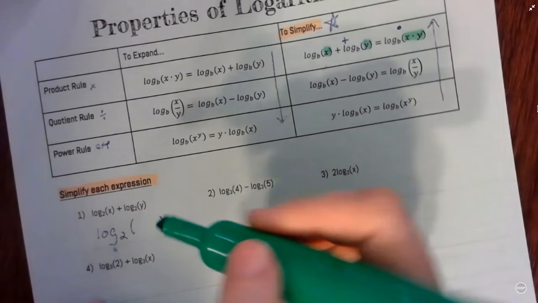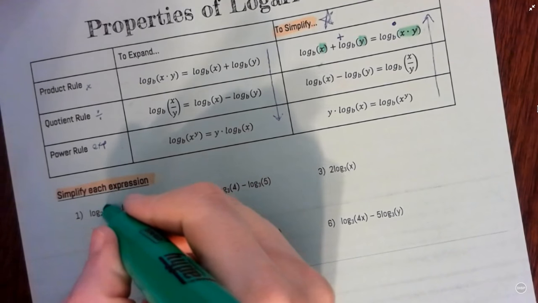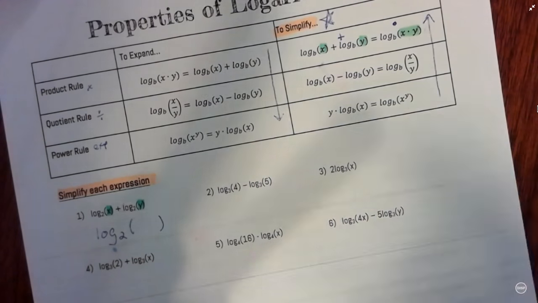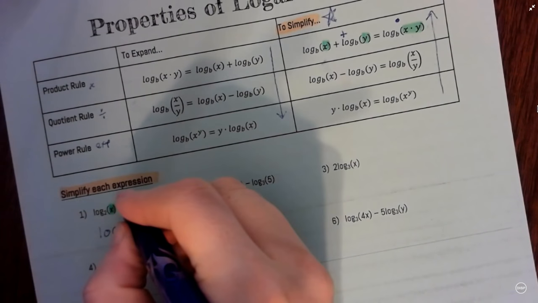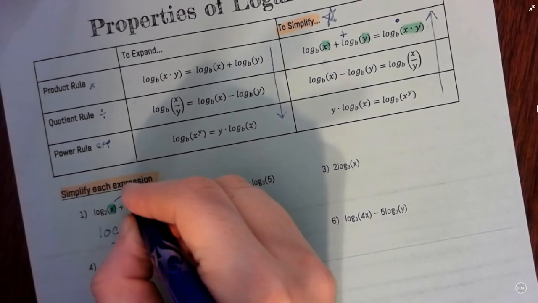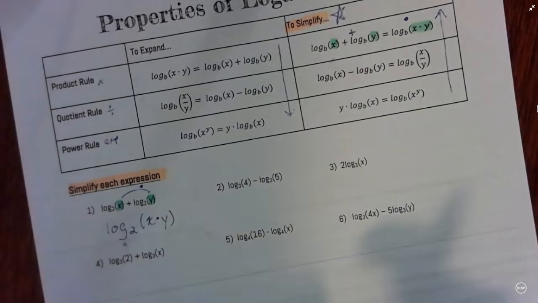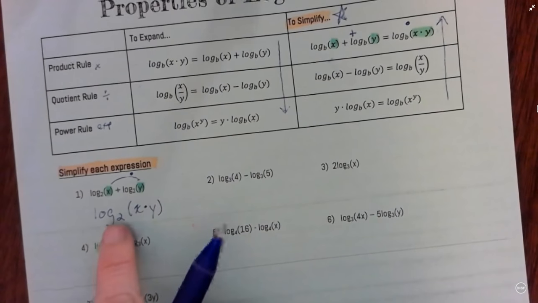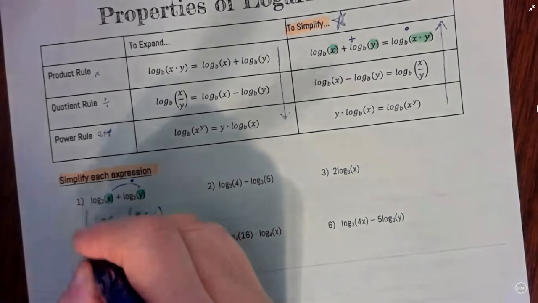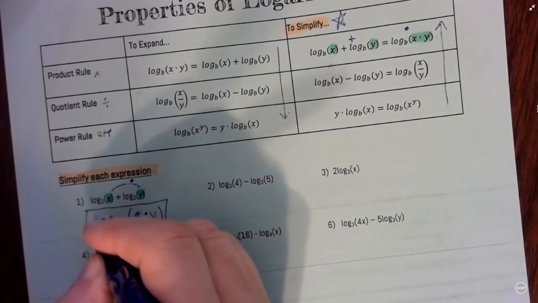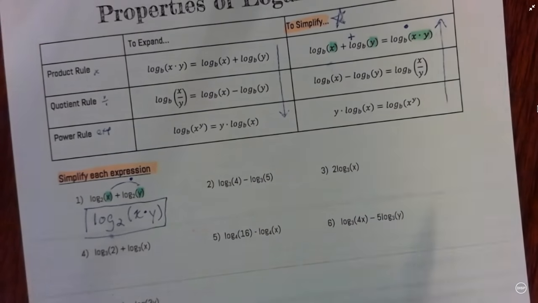So I'm just going to, oh hey, that's exactly the same problem. Check that out. I'm adding logs, so I'm going to multiply the arguments. So x times y. So there is my log combined into a single one, and that's it. That's the answer. You're not going to get a single number or anything. You're just simplifying what you have.